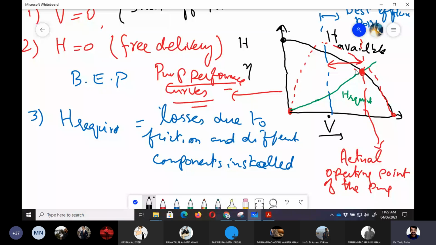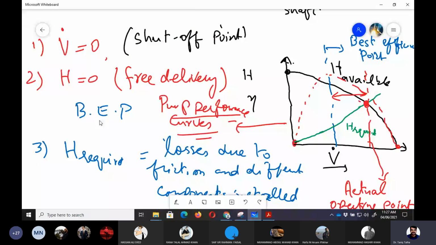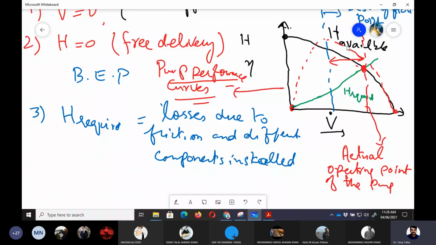So I hope that this introductory class about the pump performance curves and the different parameters which we discussed was useful. If I can summarize it quickly in a minute: shutoff point, free delivery point, then best efficiency point, which gives us the maximum efficiency, and then the actual operating point, which is where the H available is going to intersect with the H required. H required is the head losses due to friction and different components, which we discussed in the internal flow chapter, chapter number 8. So now you can see that all that knowledge is going to be used to calculate H required.